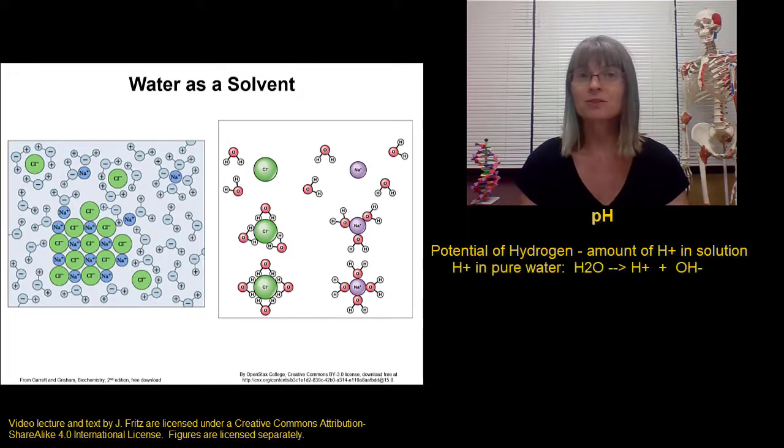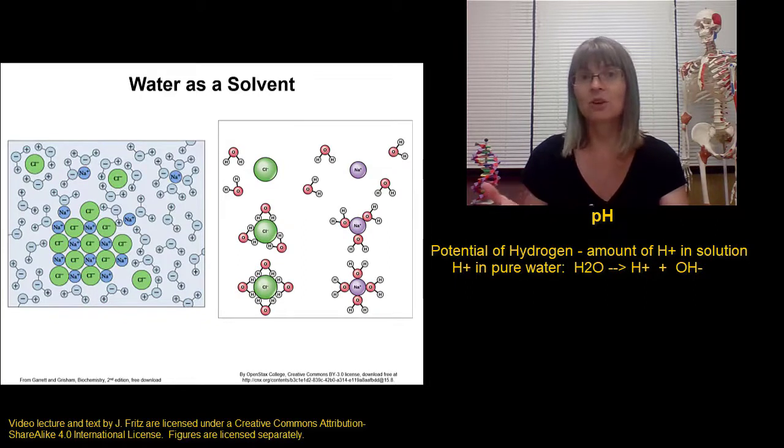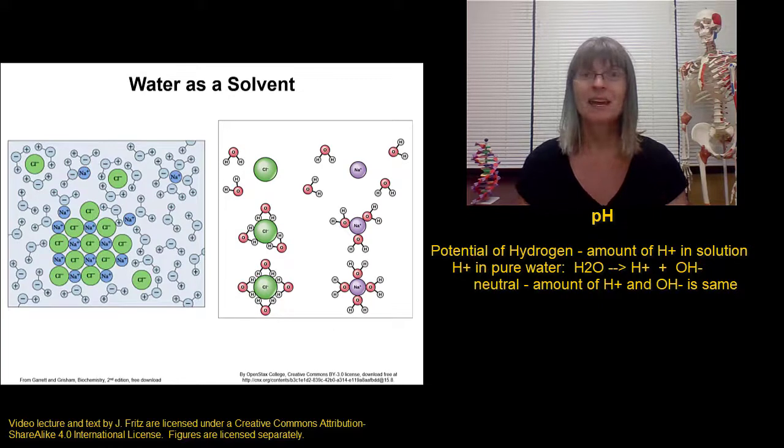Even in pure water, there's a certain amount of hydrogen ion, and that's because occasionally in a water molecule, the oxygen pulls a little bit too hard on the electron and takes it entirely away from the hydrogen atom. And that leaves you with a hydrogen ion, H+, and an OH- ion, or what's called a hydroxide ion. In pure water, because every time we separate one water molecule, we get one hydrogen ion and one hydroxide ion, the amount of H+ and OH- are the same. That's the situation that we call neutral.